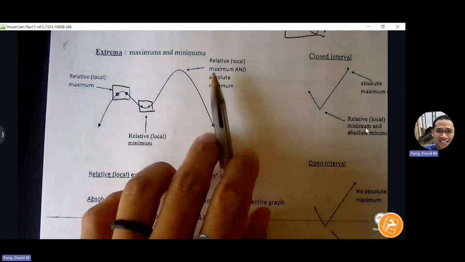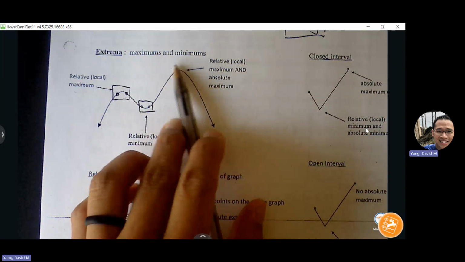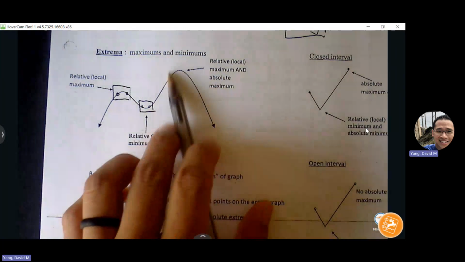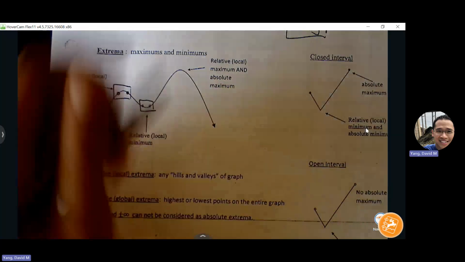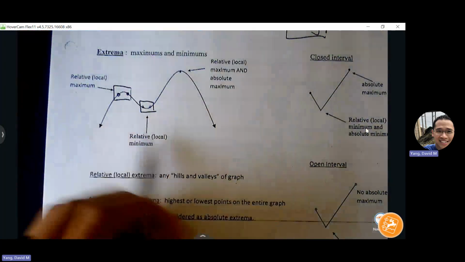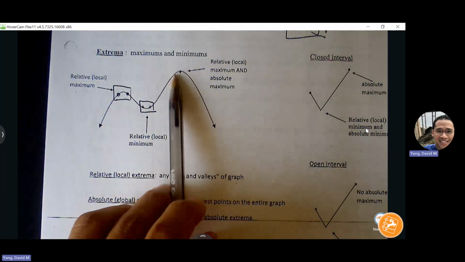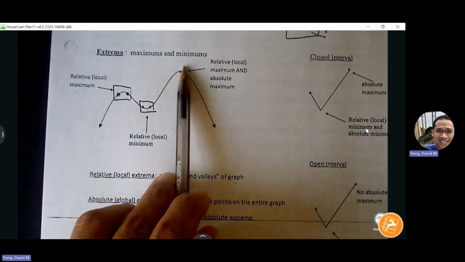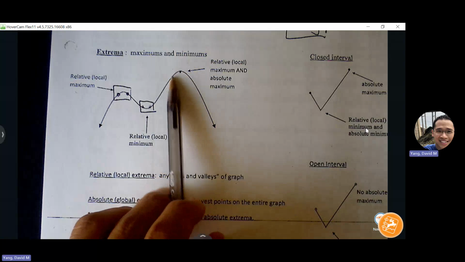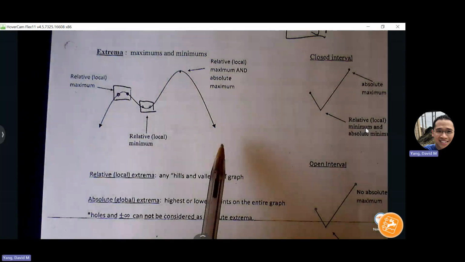Okay. This point here is a relative max because it's a peak, a hill of the graph, but we also call this an absolute maximum because there's no other point on this curve that is higher than that point there. So this falls into two categories. It's higher than the relative points around it, but it's also higher than all the points throughout the entire course of the graph.